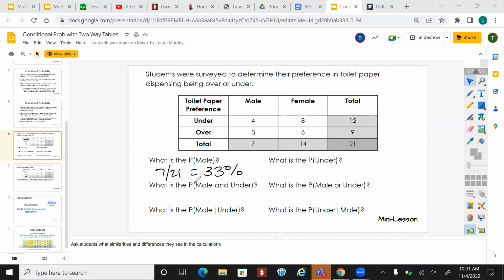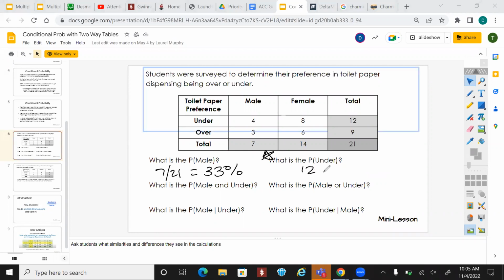Okay, I want you to try this one after you write down the chart. All right, so what's the probability of people putting the toilet paper under, like facing it under, right? That's going to be 12 out of the 21, right? Which is 12/21, fascinating. It's Kayla's birthday, 12/21. Okay, so 12 out of 21, which is going to be about 57%.